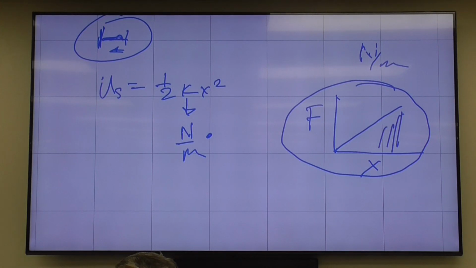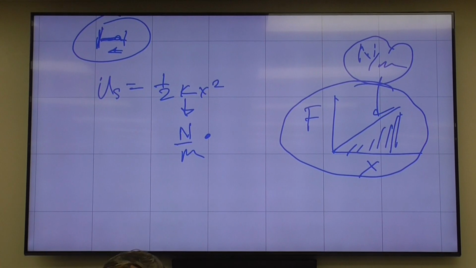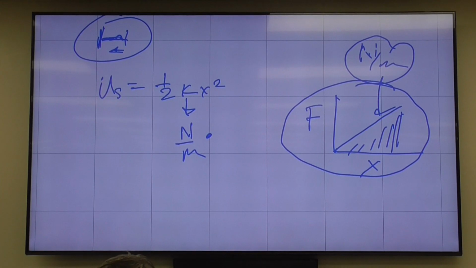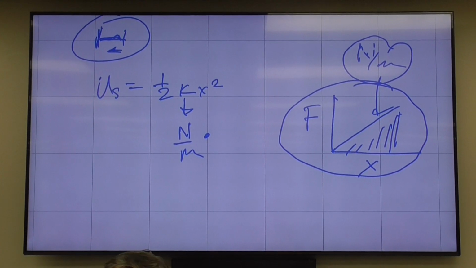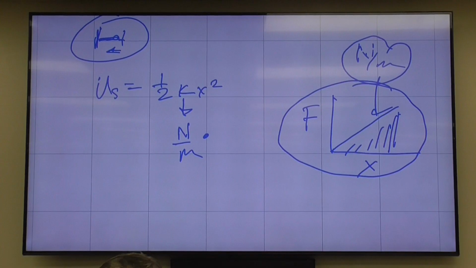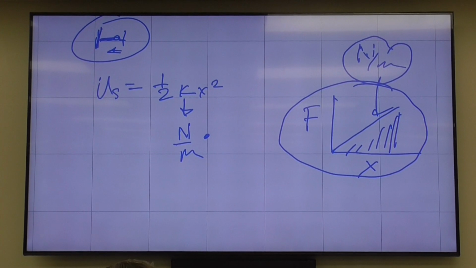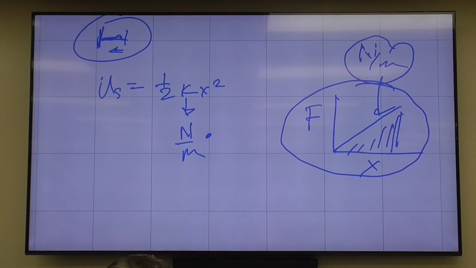Now let's find the area underneath that. Integrate it. Joules. One half base times height, which is going to be Newton meters. So keep track of this. The slope of that line is newtons per meter. The area underneath is Newton meters. Yes, you could take the integral and you would get that.